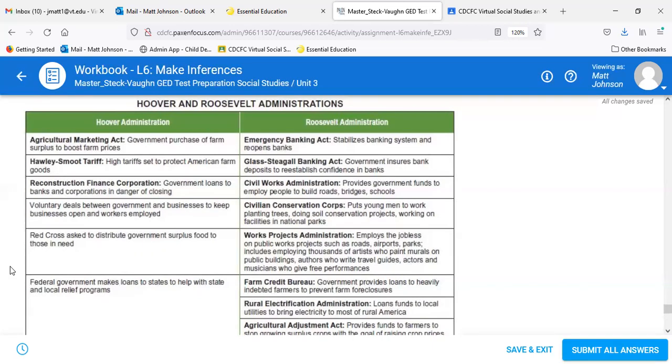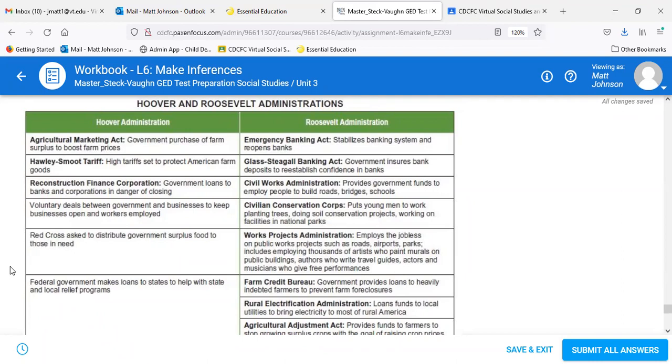And on the right, we have what occurred in the Roosevelt administration, just some of it, actually. So the Emergency Banking Act stabilized the banking system and reopened banks. The Glass-Steagall Banking Act: government insures bank deposits to reestablish confidence in banking. The Civil Works Administration provides government funds to employ people to build roads, bridges, and schools. So this was like a public works act to try to get people back to work.